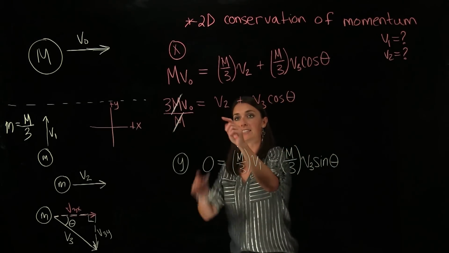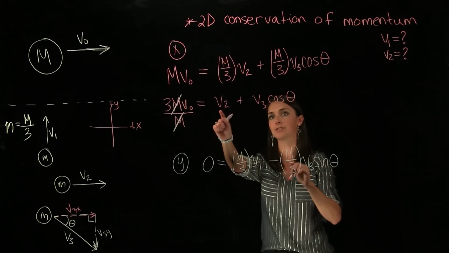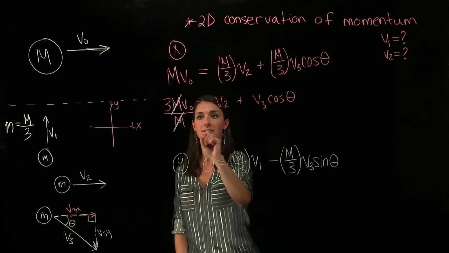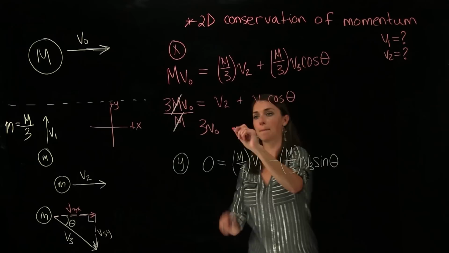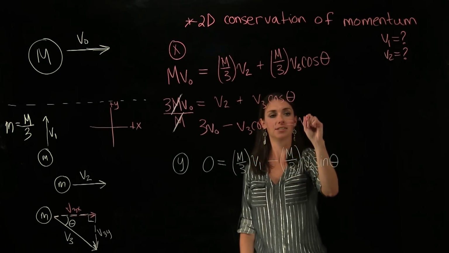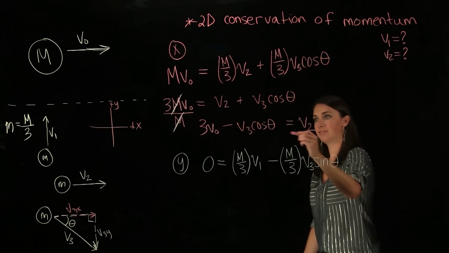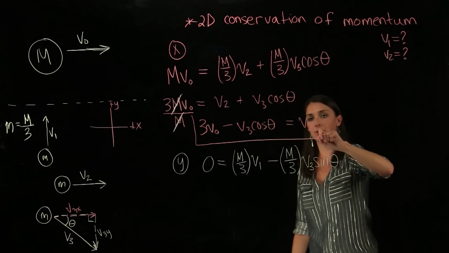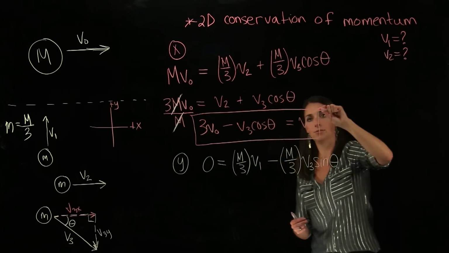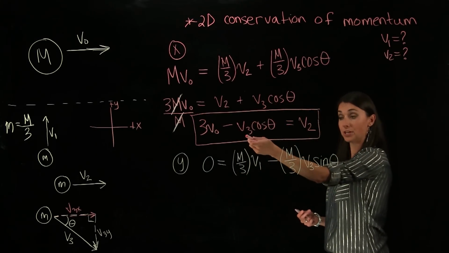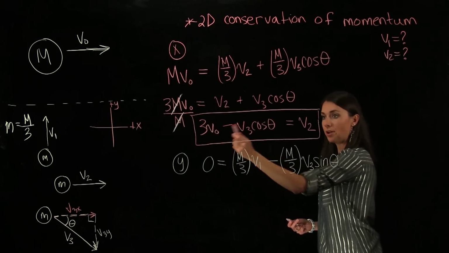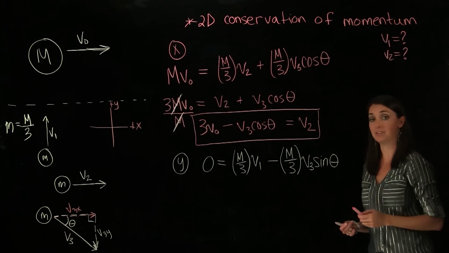So now we can just get v2 by itself. So I'm going to move this piece to the other side. So we've got 3v0 minus v3 cosine theta is equal to v2. And then there's one of our equations we can work with. So if you knew the third, so this one was a known value, you could plug it in, theta was known, and v0 was known. So these are all knowns, and then that would give you v2.